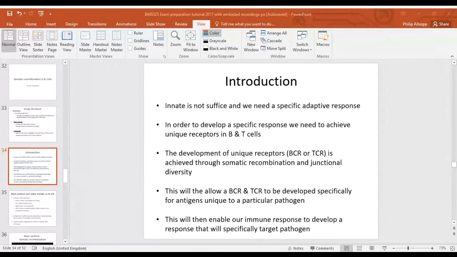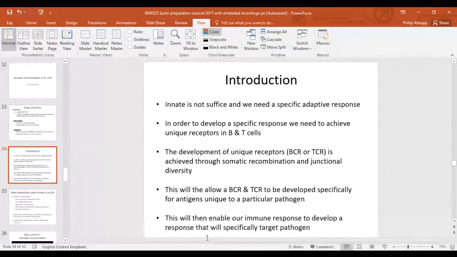So development of unique receptors is achieved through somatic recombination and junctional diversity through somatic hypermutation. And this will allow a B cell receptor or T cell receptor to be developed specifically for antigens that are unique to a particular pathogen. And this will enable our immune response to develop a response that will specifically target a given pathogen. Okay.